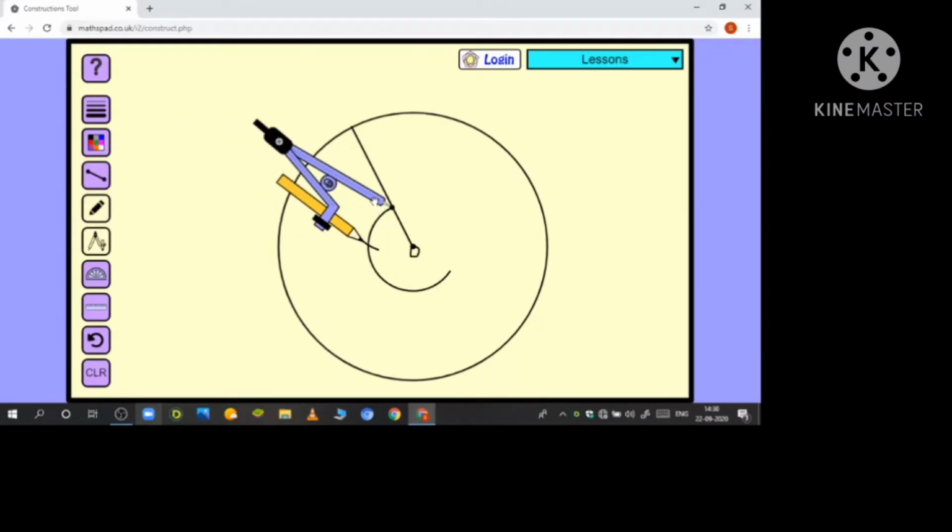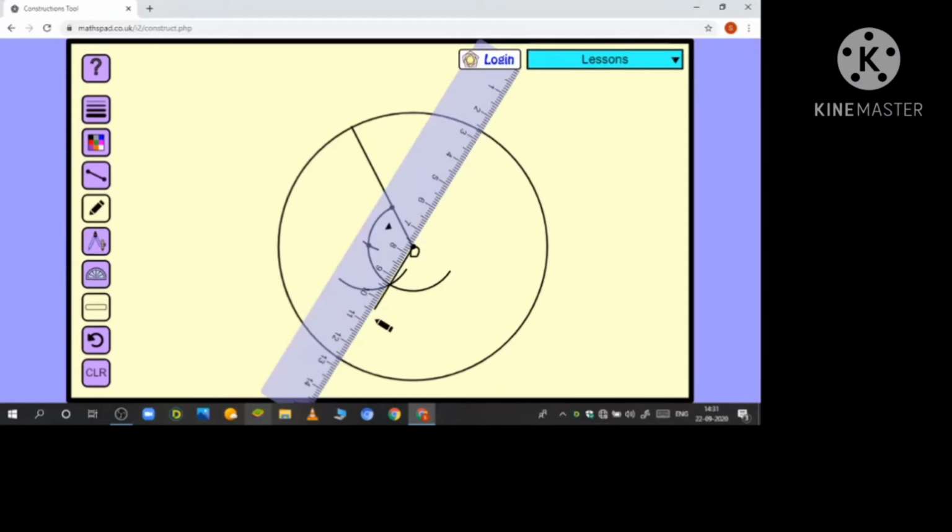For that, take the center at O. With a radius less than half of line segment OA, cut an arc. And with the same radius, cut the initially cut arc to form 60 degrees. With the same radius, cut again to form 120 degrees. Join O and C.